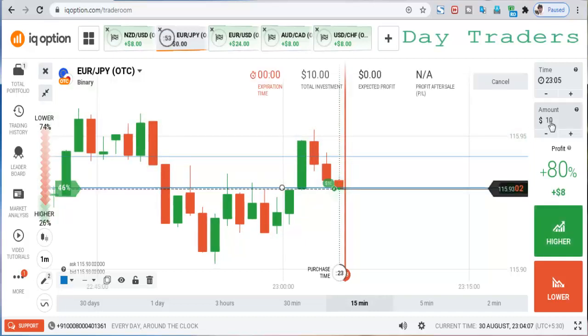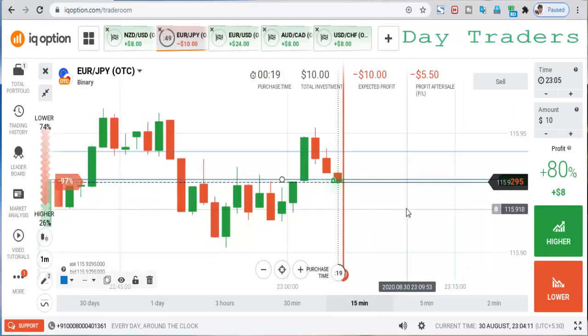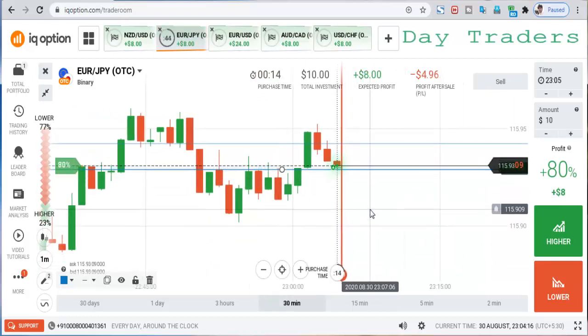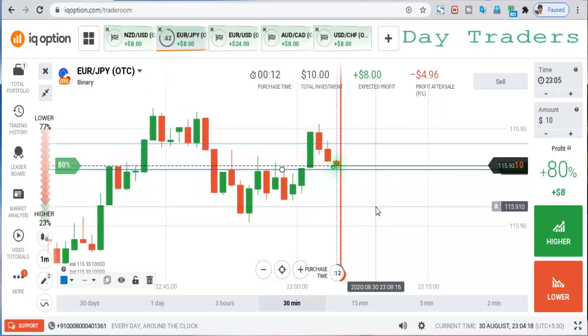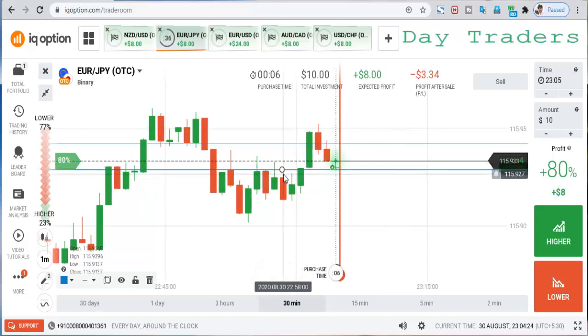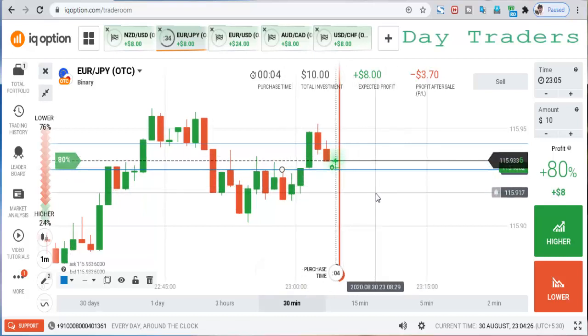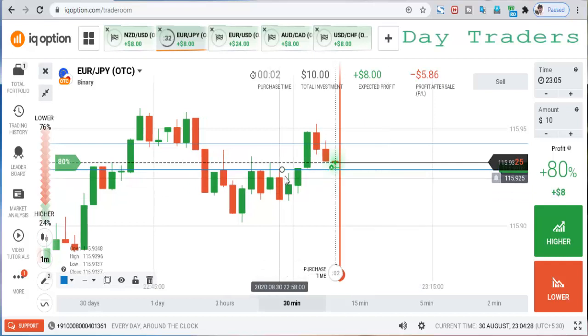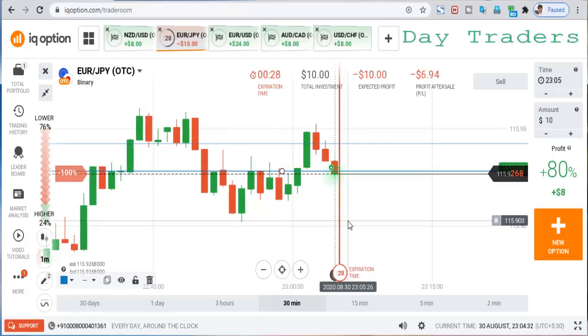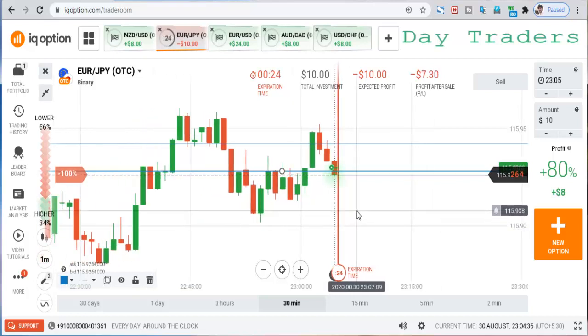Okay, I will place a higher option, some marginal safety trade, and there is a level. So I expect that candle to make a rejection candle or make a bullish candle. This is a very strong level. Okay, it breaks the level.